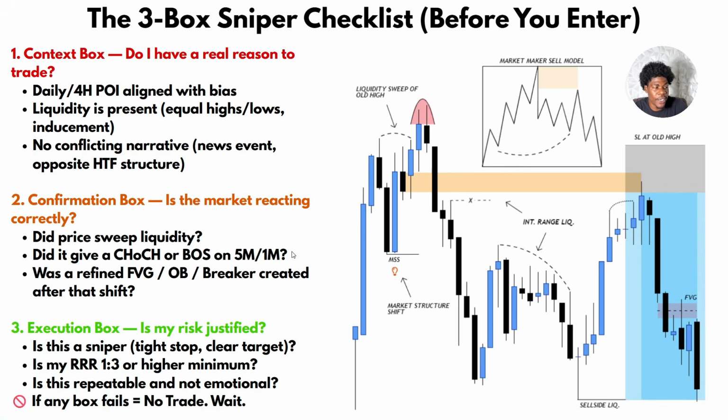Is my RR good? For me personally, I usually target a 1:2 or a 1:3R. That's for me personally. But if I'm trading NASDAQ, I always go for at least 100 points. I know if I get my 100 points, I'm gonna make the profits that I want to make for that day. And then another clue is, is this repeatable and not emotional?